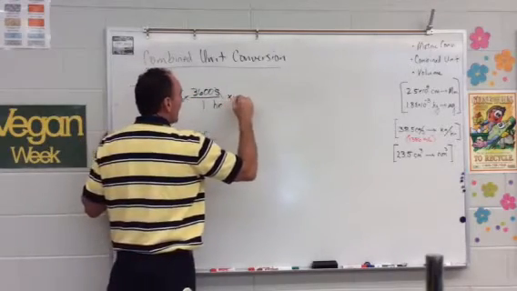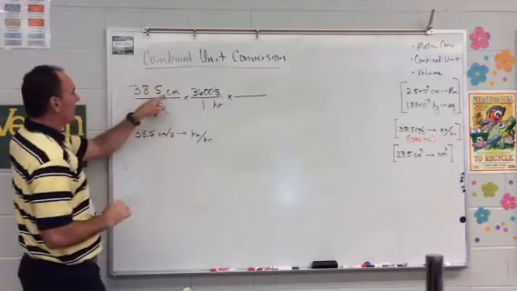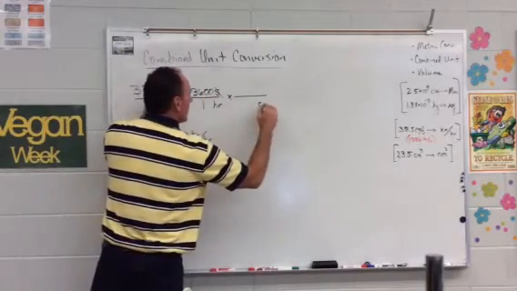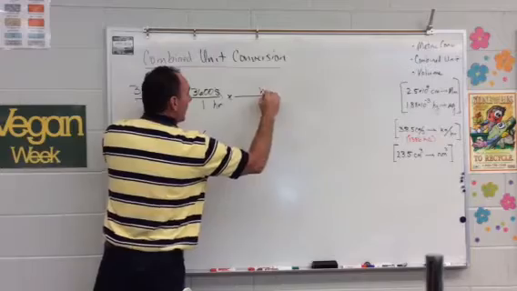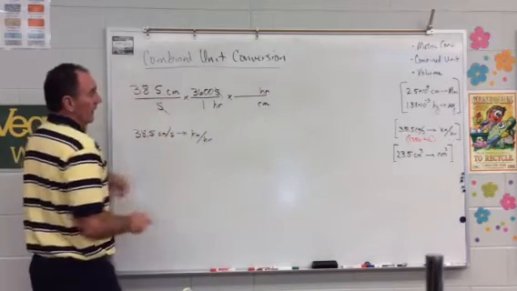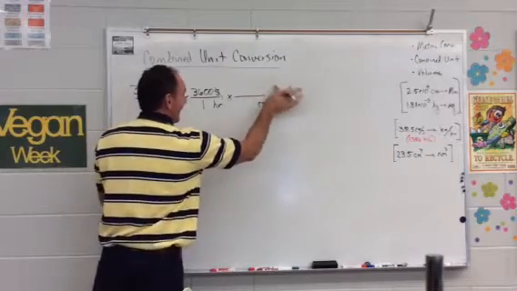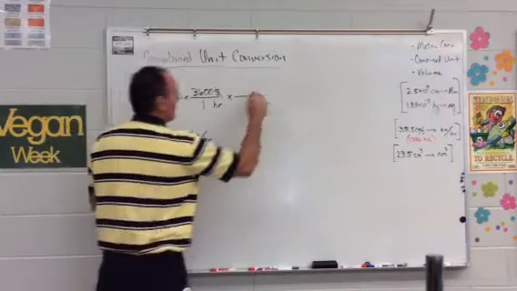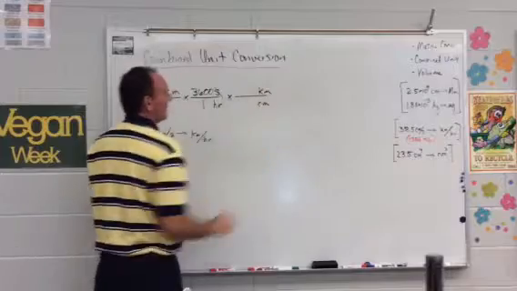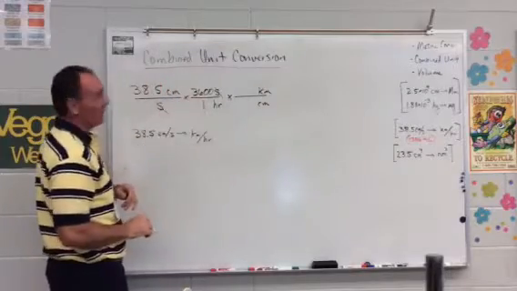So now I get to attack the other unit. I want to get rid of the centimeters, so it's going to go in the denominator here, and I want to go to the kilometer, which will now go to the numerator. So let me put kilometers there. So I can make sense out of this conversion factor now.